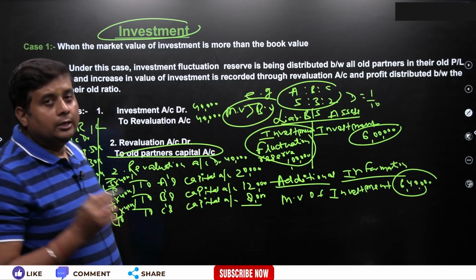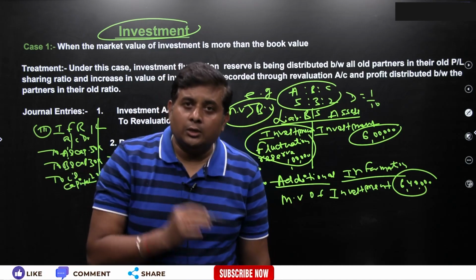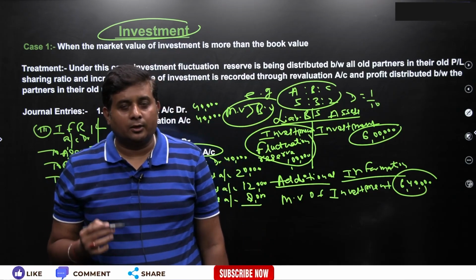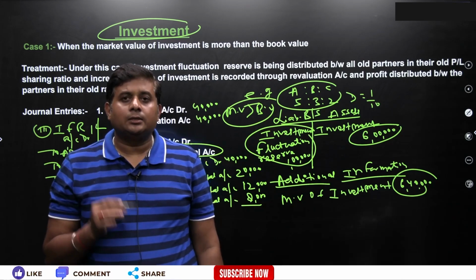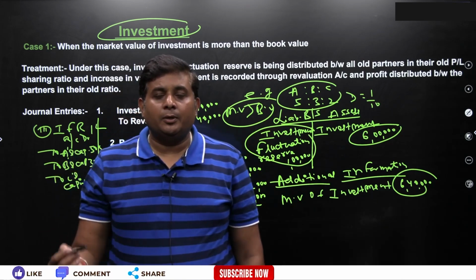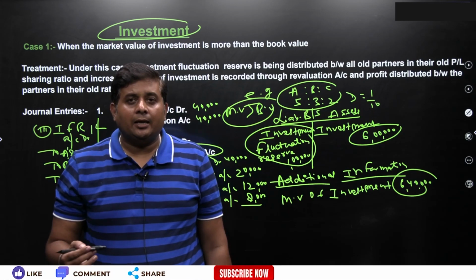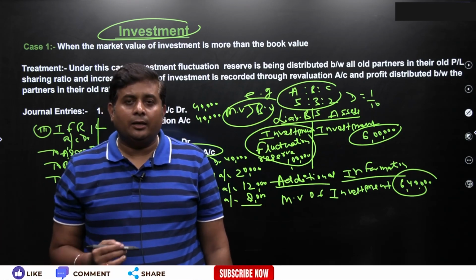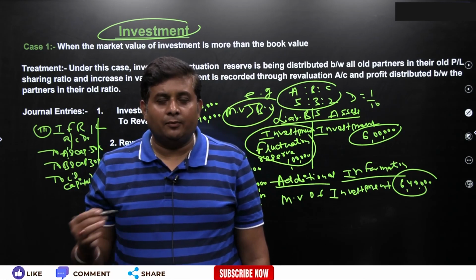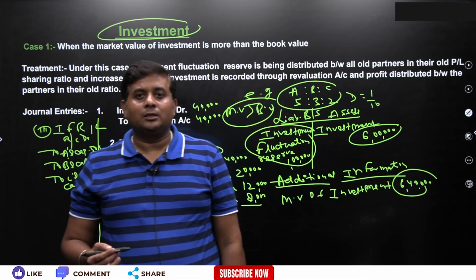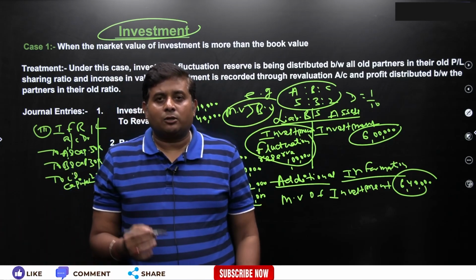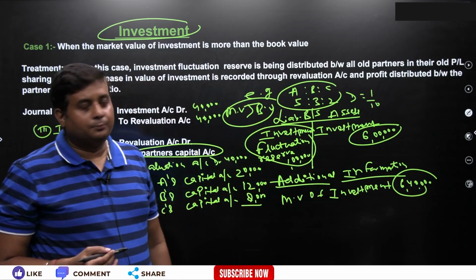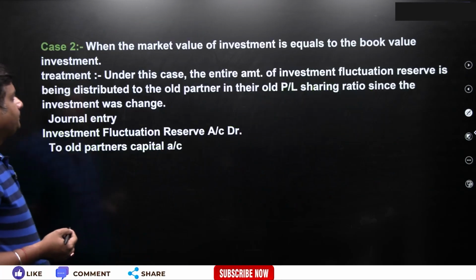So whenever the market value of investment is more than the book value, you have to pass 3 journal entries. The first journal entry records the difference between the market value and book value. The second entry distributes that profit to the partners, and the third entry is the distribution of investment fluctuation reserve to the old partners. Why? It has no use now, since the market value is greater than the book value. So moving to the next concept.